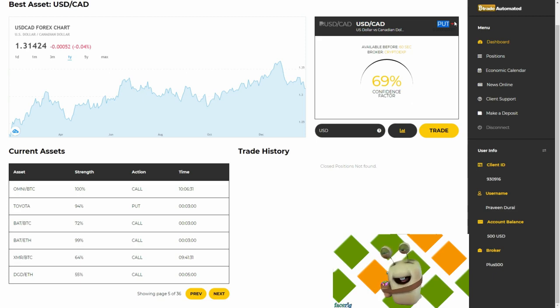This means, guys, this confidence factor and this signal have been constantly updating by itself, which is very important, guys, because it's not a fixed signal. It is constantly updating from time to time, which is very important for us.